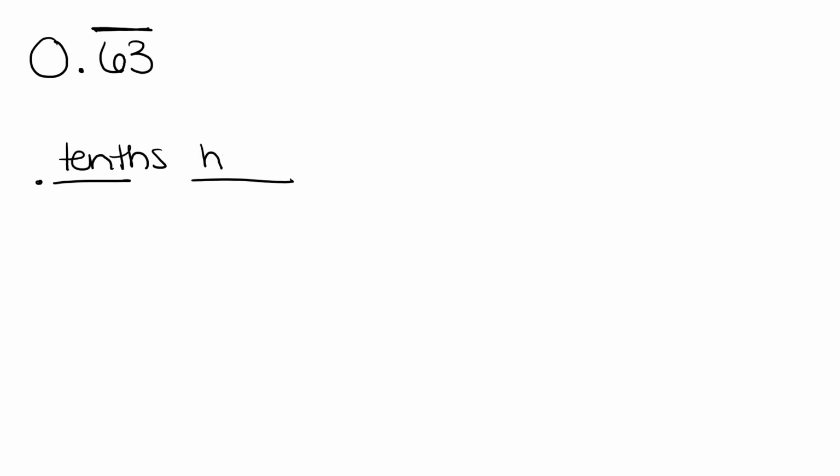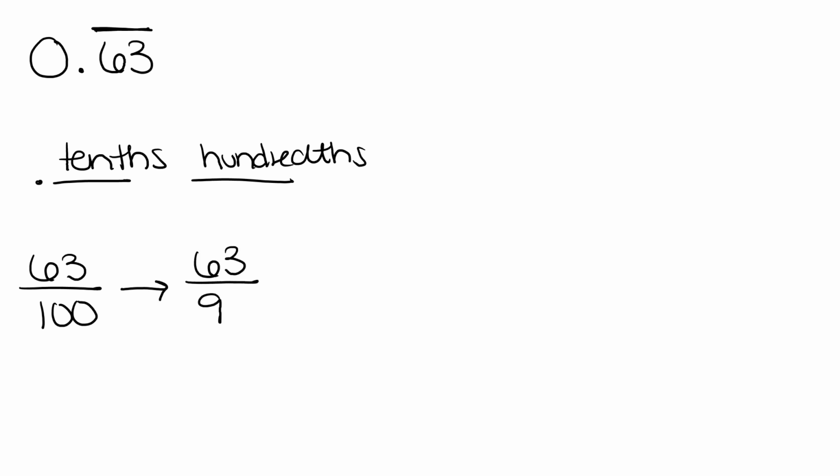For number 6, we have the decimal point 0.63 repeating. The first place value is known as the tenths. The second place value, that's the 3, is known as the hundredths. Normally, we would write this problem as 63 over 100 because we're in the hundredths place value. But because it's repeating, we change that 100 and we write it as 99. All repeating decimals get written over nines.